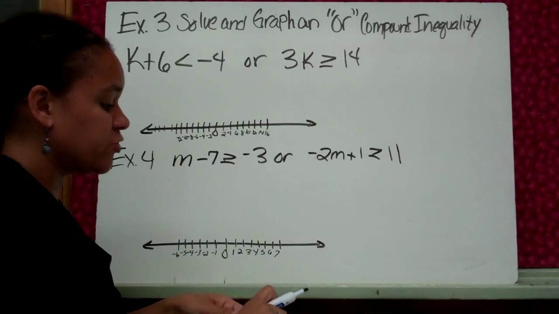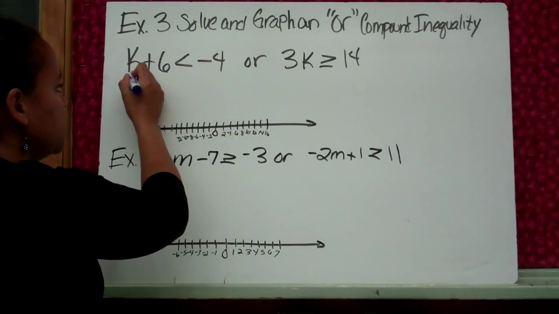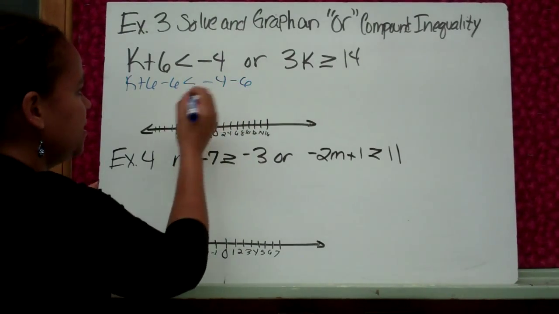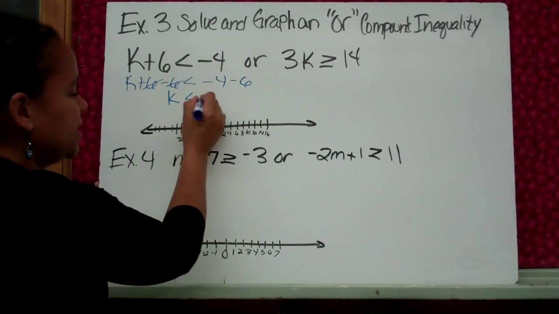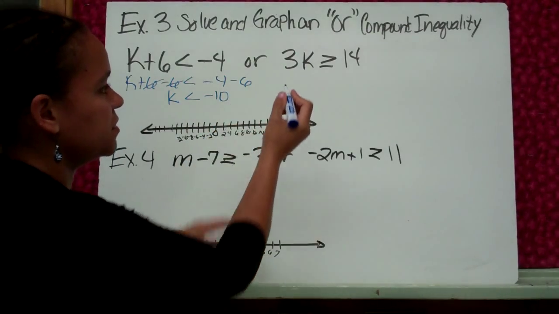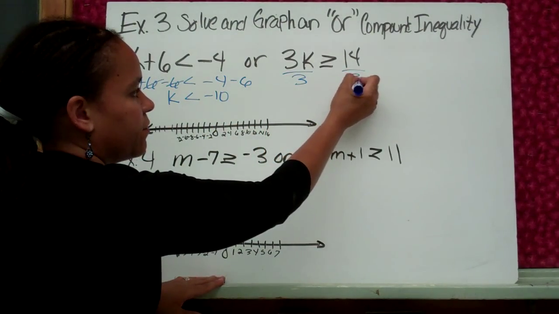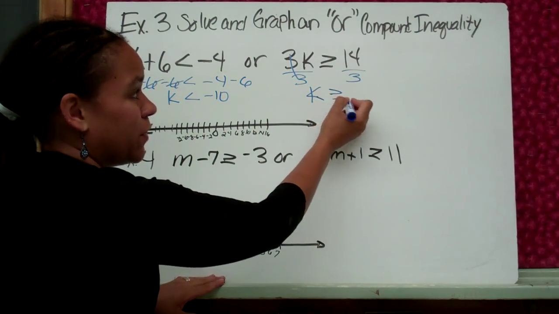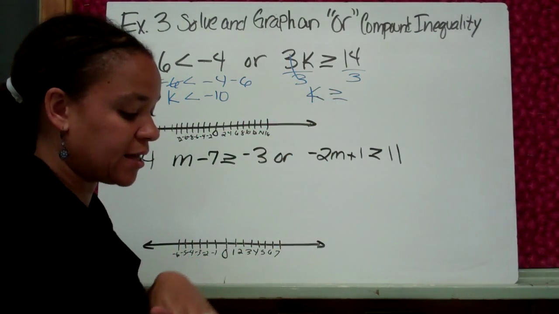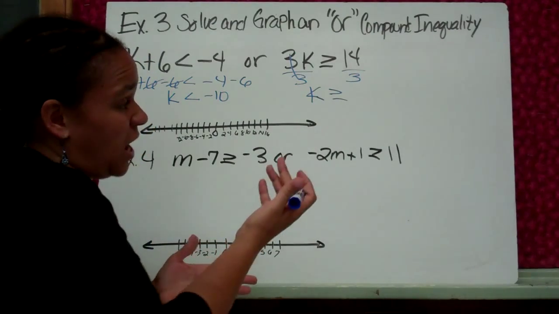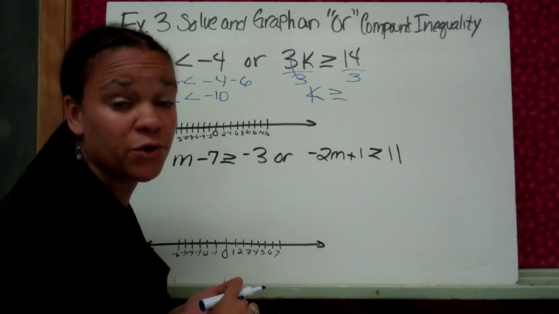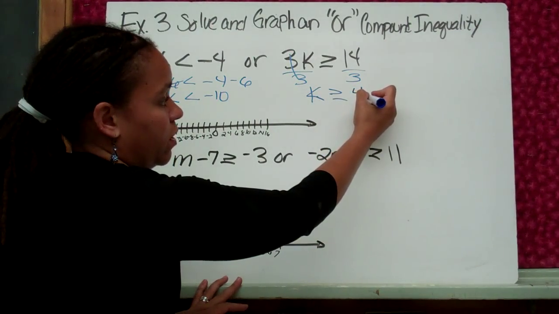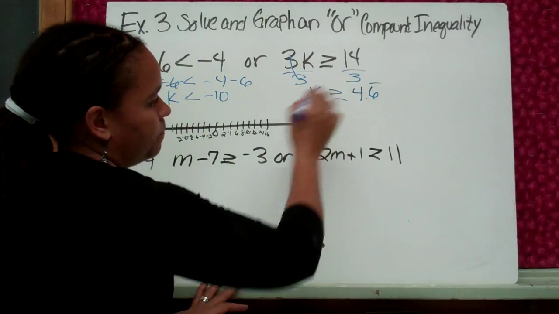Simple one-step equation here. We want to subtract: k plus 6 minus 6 less than or equal to -4 minus 6. So k is less than or equal to -10, or divide by 3, that's k is greater than or equal to 14/3. Again, you can leave it as 14/3. I would turn it into a decimal if I were you. It's a little easier to graph. So I would say k is greater than or equal to 4.6, repeating.